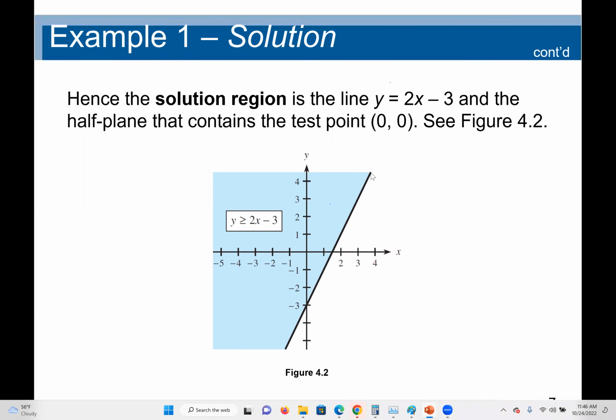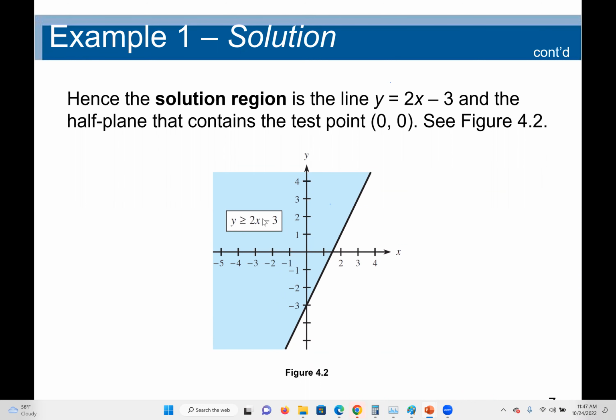Now, why is this not a broken line? It's a thick straight line, because if you look at the condition, it's including equal. Y is greater than or equal. If it's y is greater, then we make it a broken line, which means equal is not included. But in this case, equal also is included. So we have y greater than or equal to 2s minus 3. So the line is a solid line.